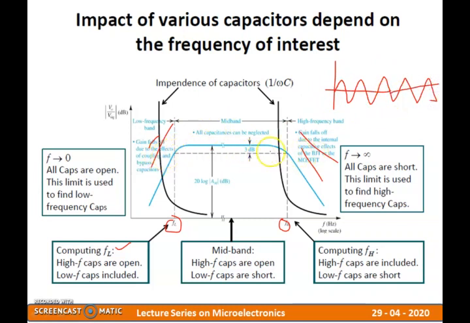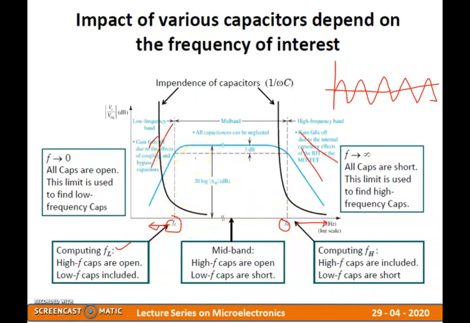And how do you make this band large? You push this FL here and you push this FH towards the extreme right, and in order to push that, you need to know which capacitors contribute to FL and which capacitors contribute to FH. If you know that, you can play with those capacitors and you can alter the midband gain.